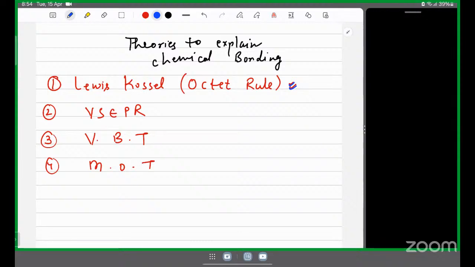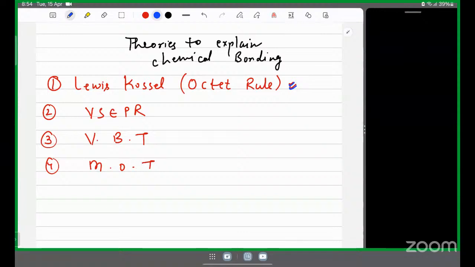So the main reason for chemical bonding is the stability factor. Everything in the universe wants to be stable. The same is true for atoms. Atoms also want to be stable, and to gain stability they will form bonds to complete their octet. And to form a bond they have certain ways. Either they will donate the electrons 100%, and if it is not possible for them they will try to share the electron.